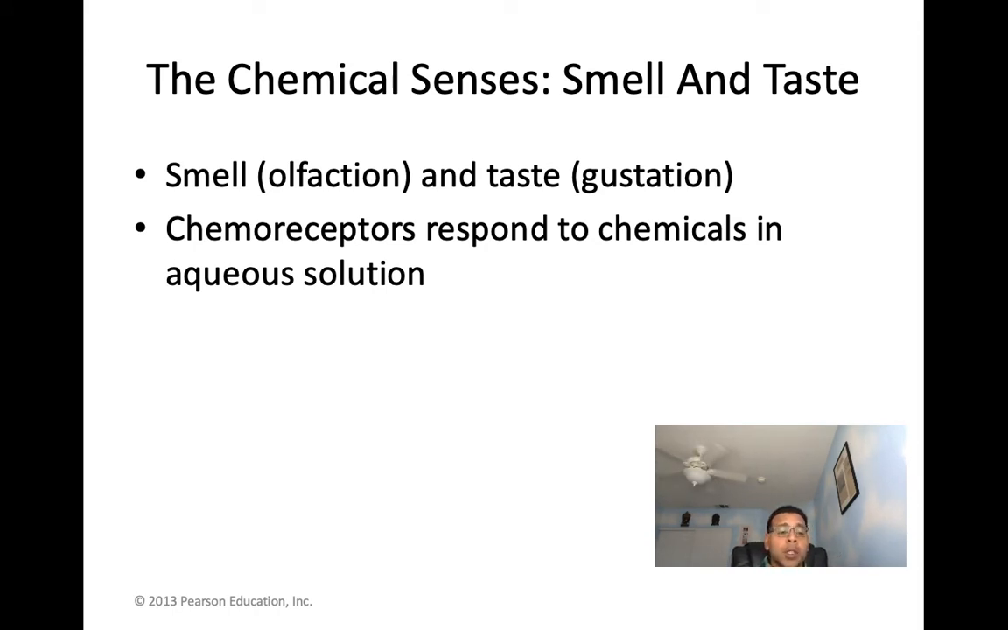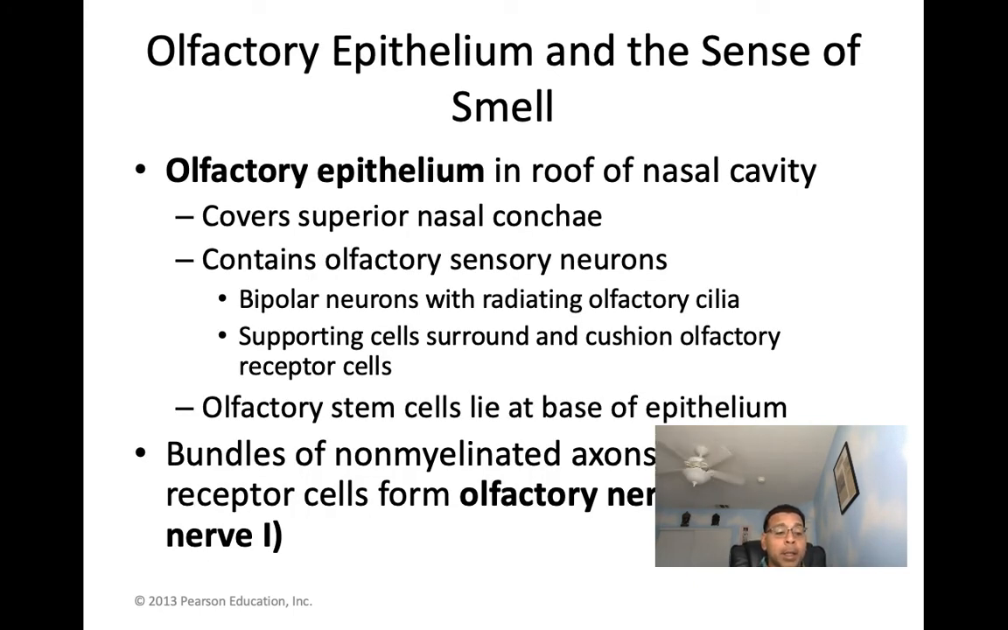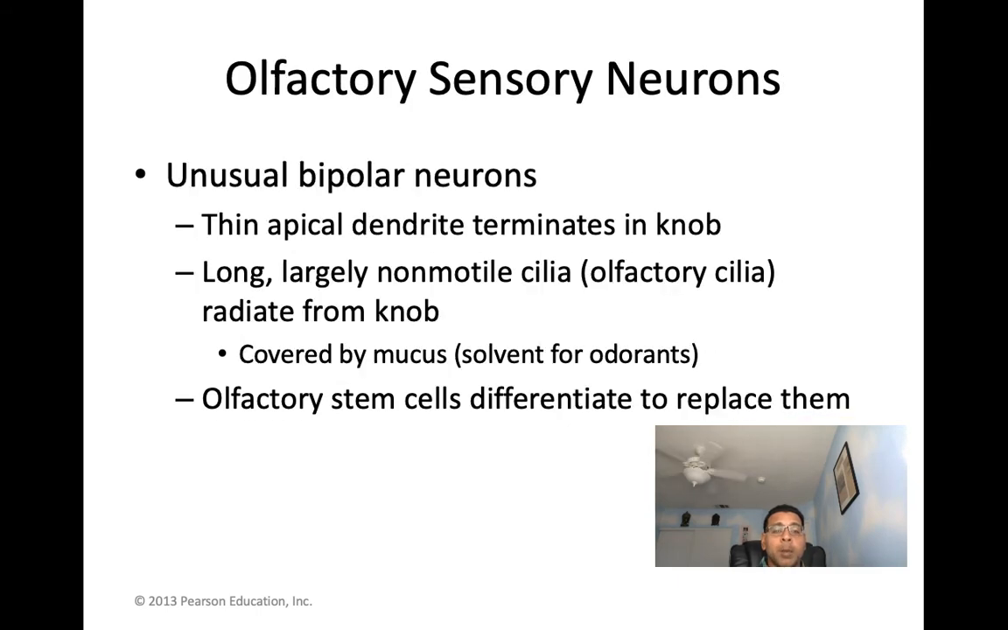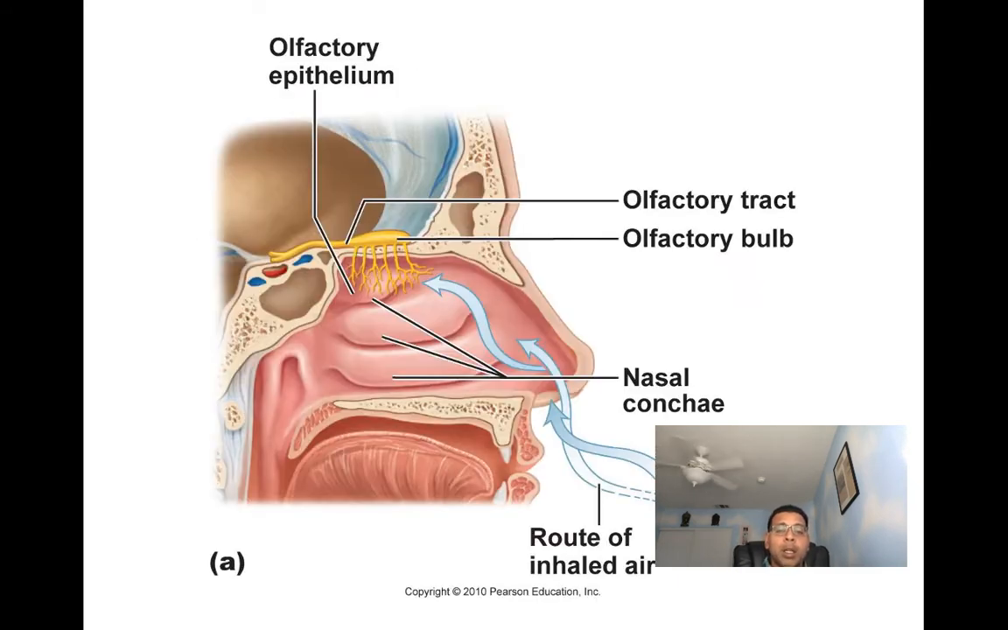So what we'll do first is look at the chemical sense of smell, and we'll talk a little bit about the olfactory epithelium. Here you can appreciate that olfactory epithelium. You can see it located high up inside the nasal cavity, overlying the superior nasal concha on both sides of the nasal septum.